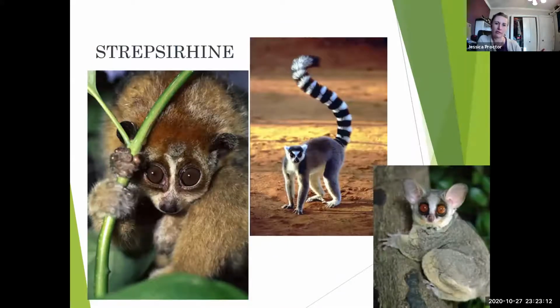All right, so here's just some pictures of Strepsirrhines. This is a loris here. Lorises are found in Southeast Asia. This is a ring-tailed lemur. Lemurs are found exclusively in Madagascar. And this is an example of a galago or a bush baby that you would find in Central Africa.